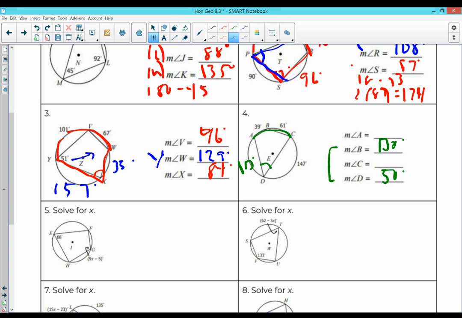Is there a supplementary? And now we can look at angle A. So that is from B to D. So 61 plus 147. Half of that is 104. And then the supplement to 104 would be 76.